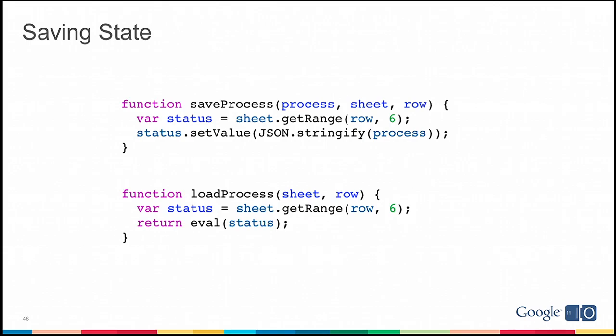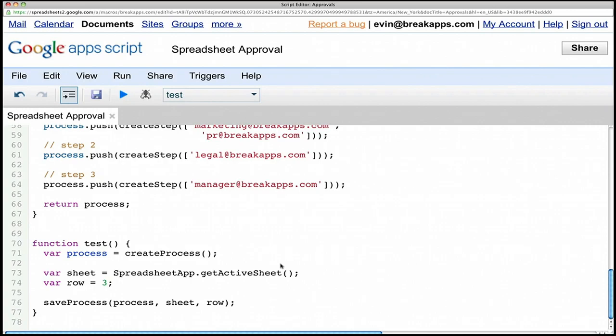To load, I just want to do the exact reverse. Given a sheet and a row, I want to pull back that cell and then turn it back into a real live JavaScript array and sub-objects, and all I do is call eval on the text I get back. So let's see that working. It's far easier when you see it than when I try and explain it.